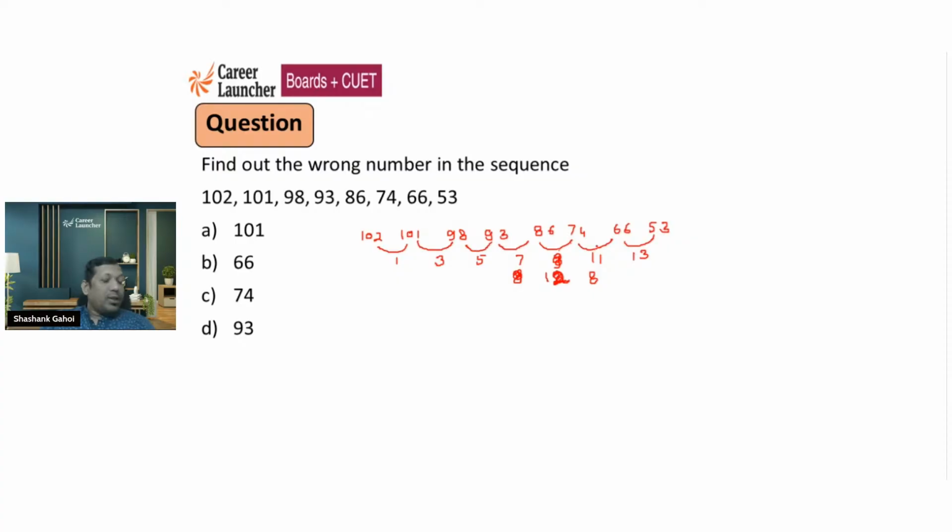So which is the odd number that I'm finding over here? That is 74. That's going to be option C. We can directly solve this question.